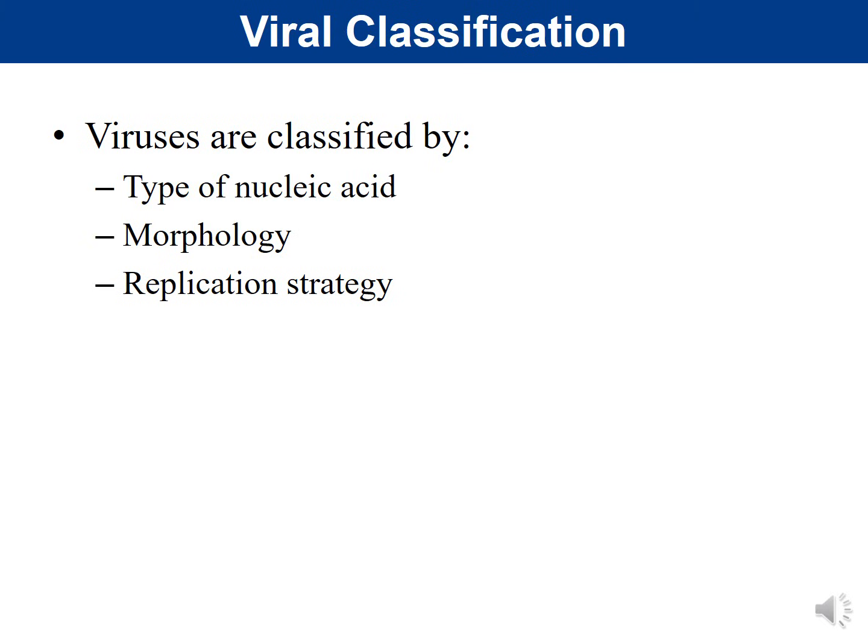So the way that viruses are classified is based on a couple different things. The first is the type of nucleic acid. Do they use single-stranded RNA? Do they use double-stranded DNA? What type of nucleic acid do they have? They're also classified by their morphology, which remember means their shape. Are they helical? Are they polyhedral, which we'll talk about in a minute? And lastly, they're also classified by their replication strategy, meaning the way that they replicate within the host cell.